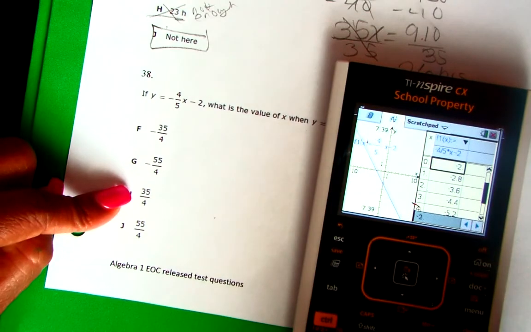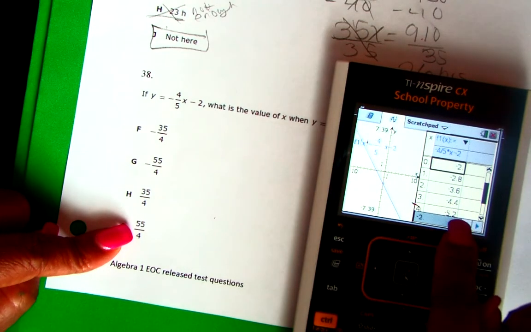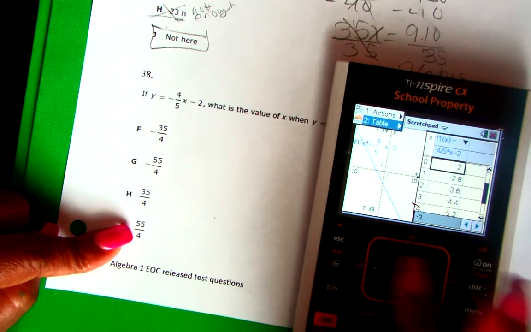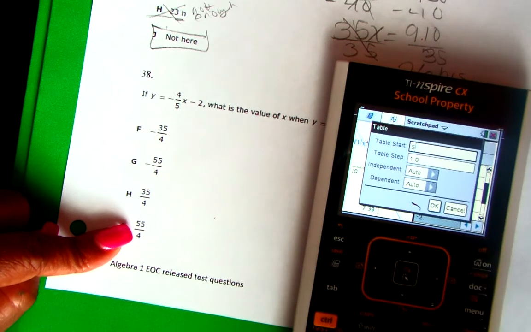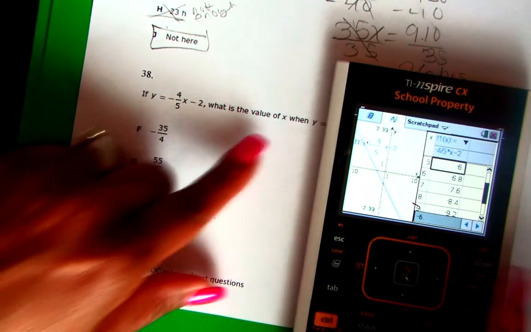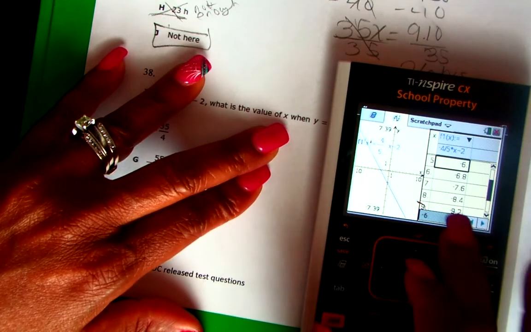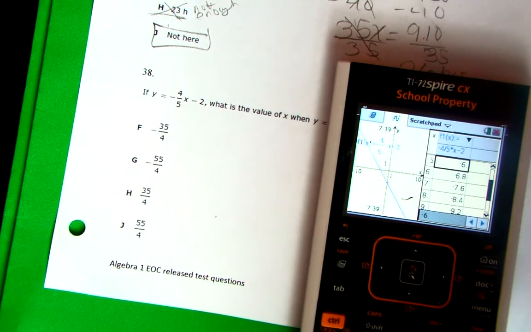Oh, they gave me all these fractions, and you'd be like, OMG. So anyway, I can see it's a 4 that's negative 5.2. So let me go to menu, change my table to 5. Enter. And so I'm trying to get y being negative 9. X is between 8 and 9.